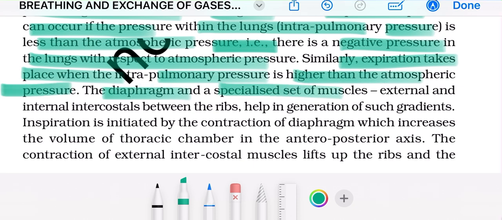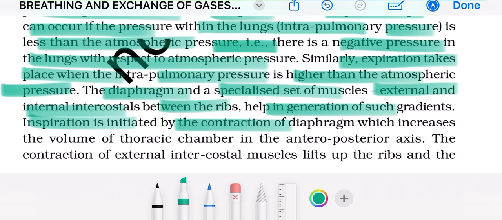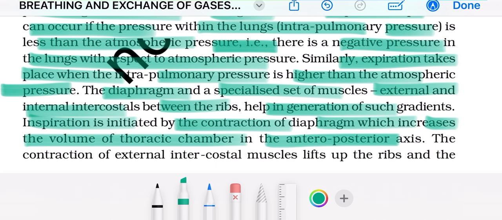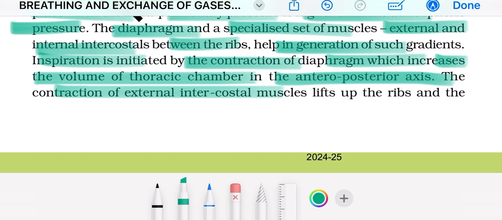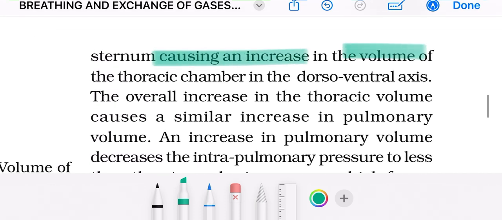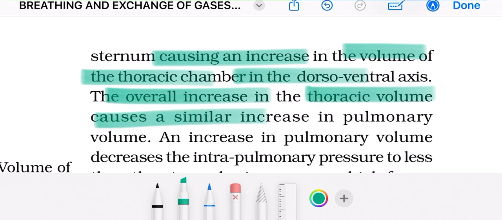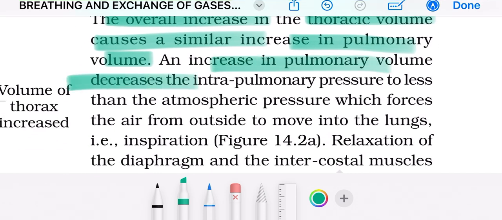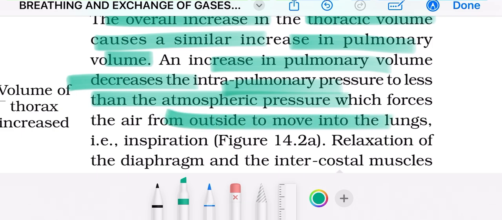The diaphragm and a specialized set of muscles, external and internal intercostal muscles between the ribs, help in the generation of such gradients. Inspiration is initiated by contraction of the diaphragm, which increases the volume of the thoracic chamber in the anterior-posterior axis. The contraction of external intercostal muscles lifts up the ribs and the sternum, causing an increase in the volume of the thoracic chamber in the dorsoventral axis. The overall increase in the thoracic volume causes a similar increase in pulmonary volume. An increase in pulmonary volume decreases intrapulmonary pressure to less than the atmospheric pressure, which forces the air from outside to move into the lungs.